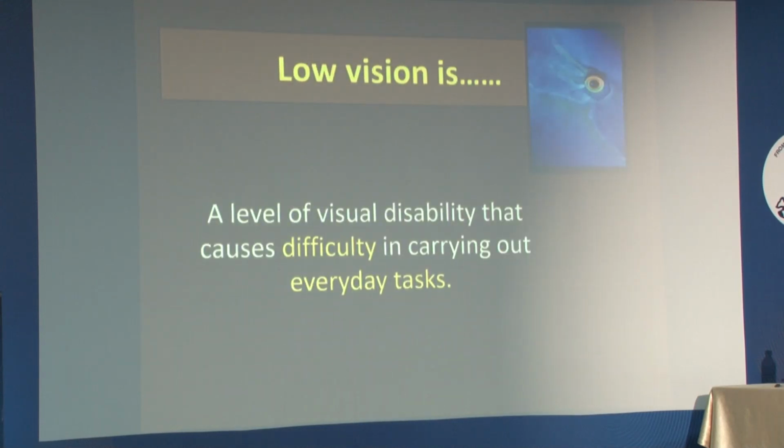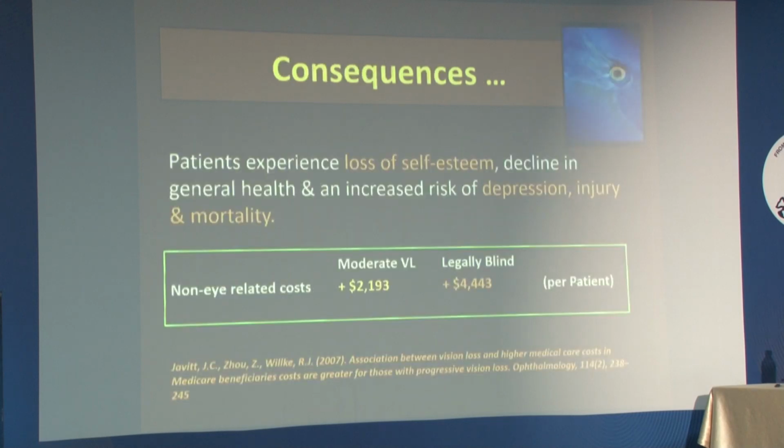In essence, low vision is a level of visual disability that causes difficulty in carrying out everyday tasks, and its consequences are debilitating and include loss of self-esteem, decline in general health, and increased risk of depression, injuries, and mortality, and it incurs a lot of expenses on the government.